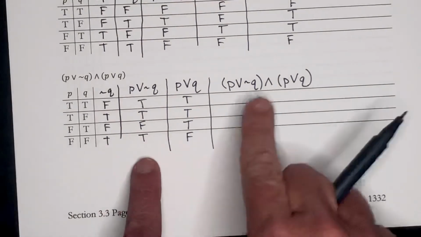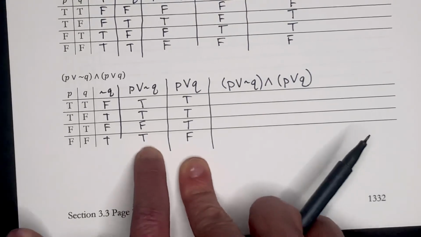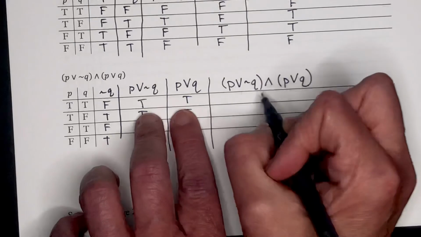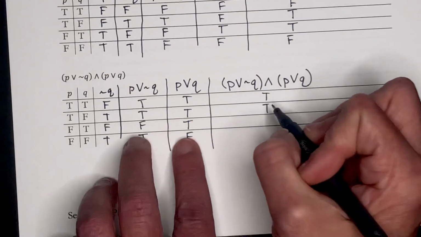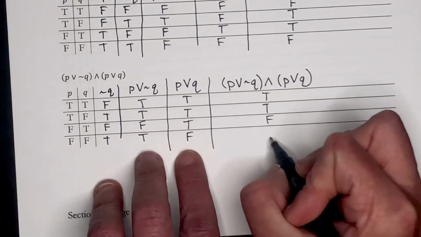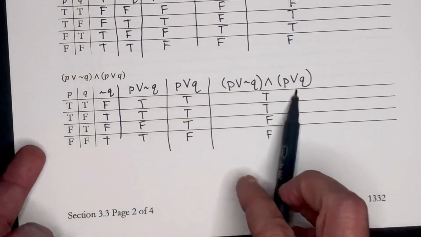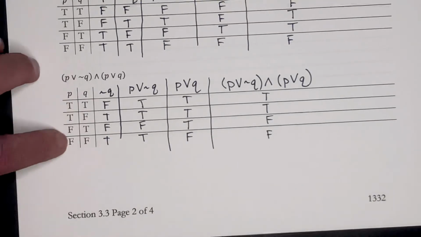Okay, so we're doing and on these two columns, and with and, they both need to be true for the whole statement to be true. So here they're both true, so this is true, and true again, and false, and false. So this overall statement is true when P is true, and it is false when P is false.